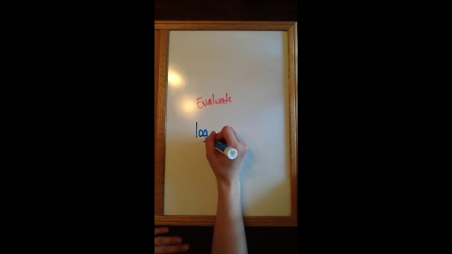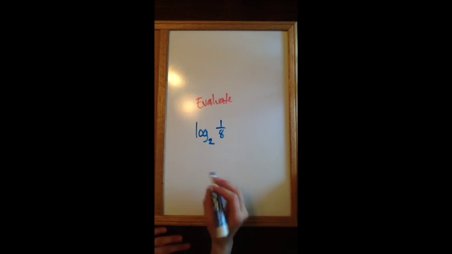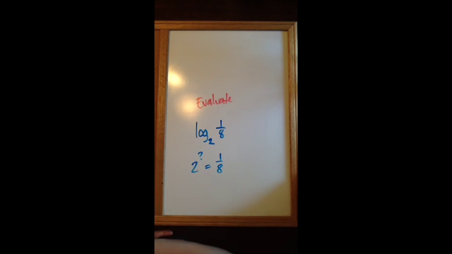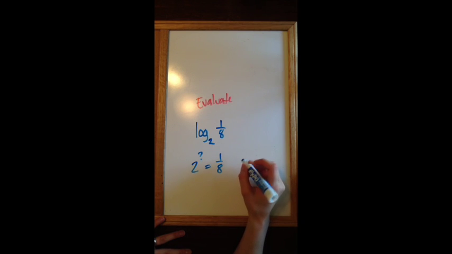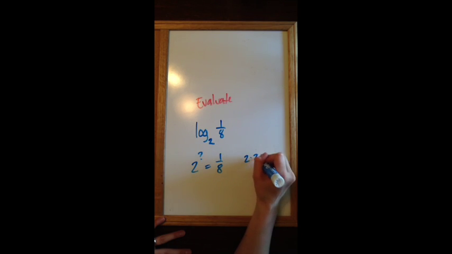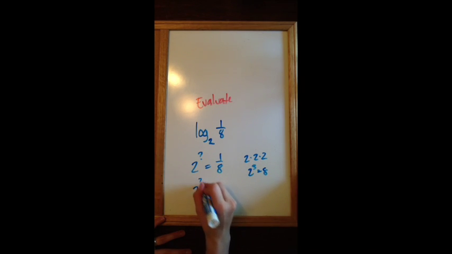Log base 2 of 1/8. Okay. So I'm going to think 2 to what power gives me 1/8. So if I want to find out what power of 2 gets me to 1/8, let's just look at the bottom part. So if we do 2 times 2, that gives me 4 times 2, which is 8. So 2 cubed is 8. So I have 2 to what power equals 1 over 2 cubed.